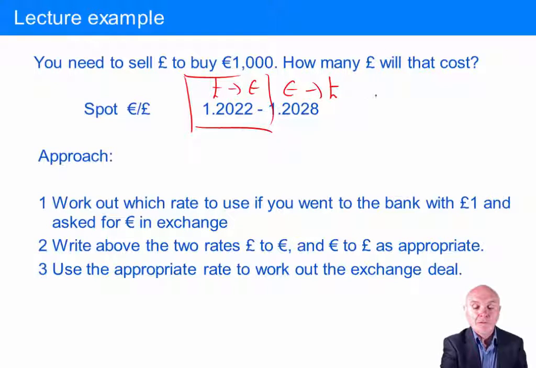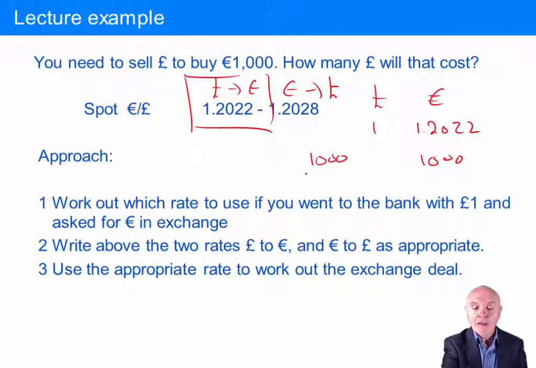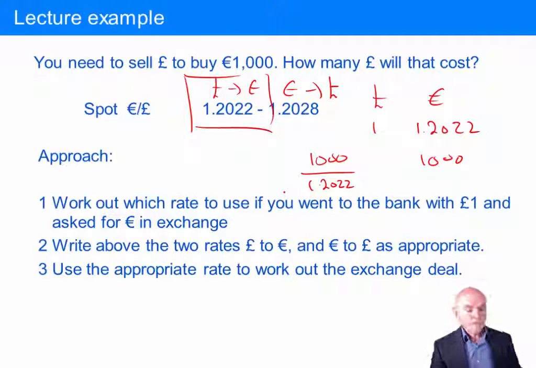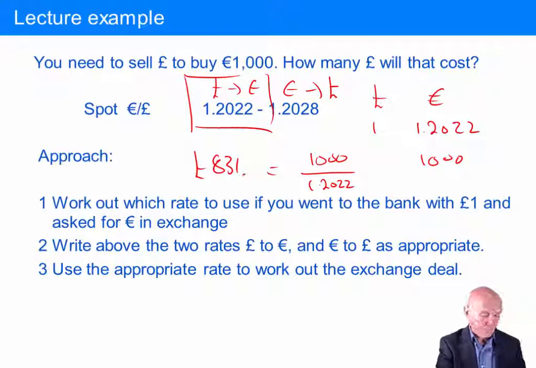So if we know that £1 is going to be equivalent in this exchange here to 1.2022, we have to say, well, if we had €1,000, we have to end up with €1,000. How many pounds is that going to be? I think you can see that it is going to be 1,000 divided by 1.2022. So 1,000 divided by 1.2022 is going to be about £831.81.